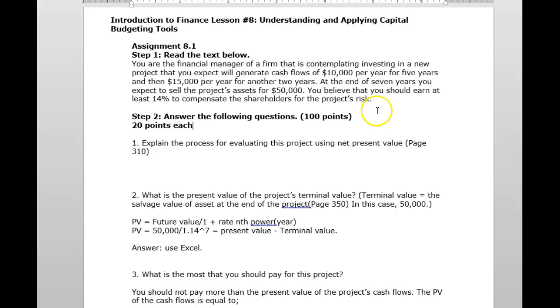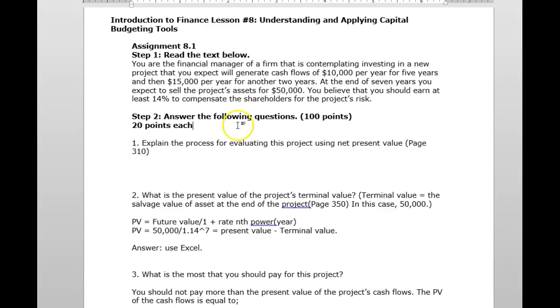Okay, here we are on assignment 8.1. In 8.1 we're going to use net present value, and that's how you need to understand the instructions for the assignment. So we're in financial management. We have a new project. We're going to generate cash flows of $10,000 per year for 5 years, and then $15,000 per year for 2 years.